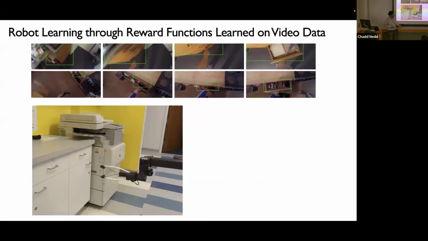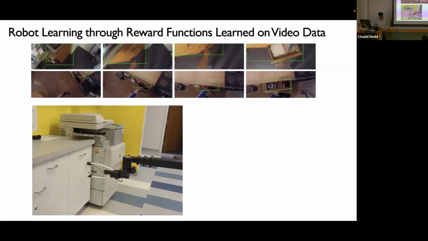We took Epic Kitchens videos of people opening doors, where we removed the hand and so forth and converted it into a dot. You learn a reward function purely on Epic Kitchens videos. And now you can start training a robot in the real world by using the learned reward function as a way to interact with the scene. In this case, you can actually get this robot to open the door successfully.